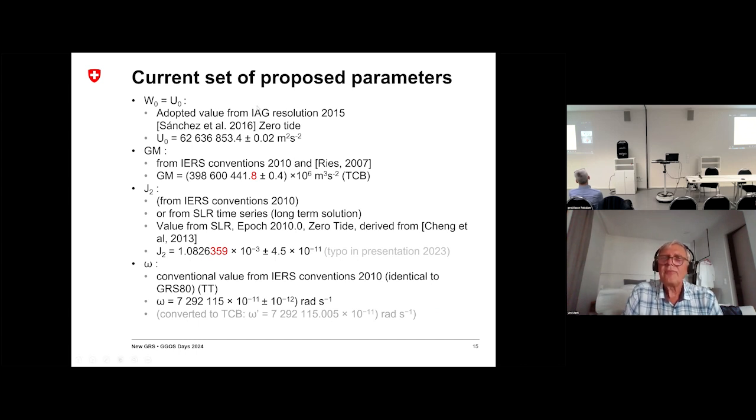So we have a first proposal for the use of the defining parameters. They are basically the same as we presented them already last year. Just for the GM, I changed to the barycentric time, and I corrected the typo that I had in the J2 value. So if you see my old presentations from last year.